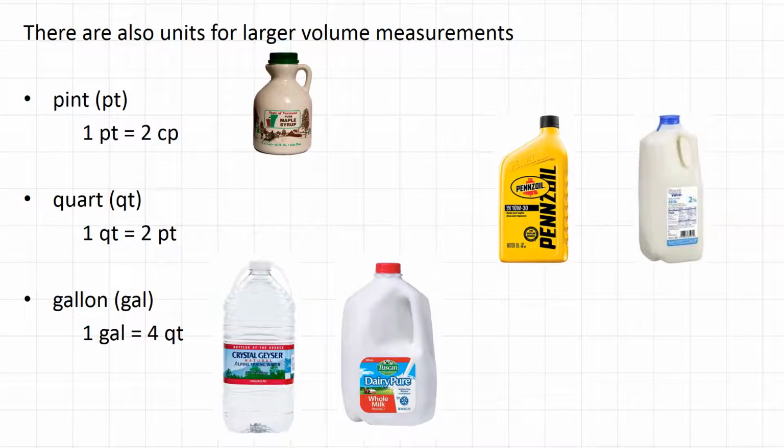So those are our smaller volume measurements for imperial, but we also have larger ones. 1 pint is equal to 2 cups. 1 quart is equal to 2 pints. And 1 gallon is equal to 4 quarts.